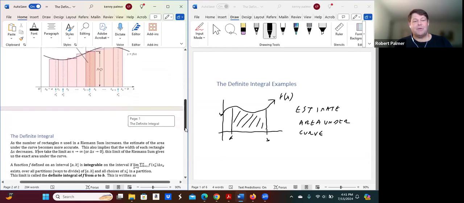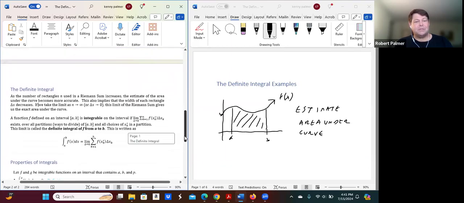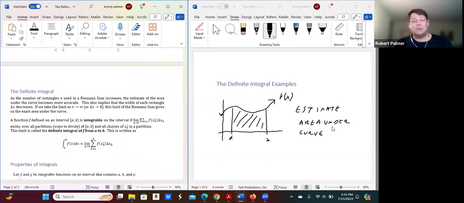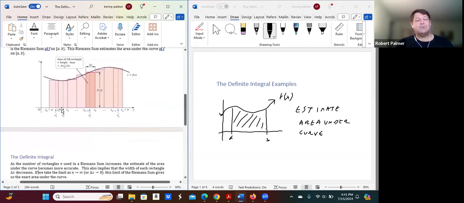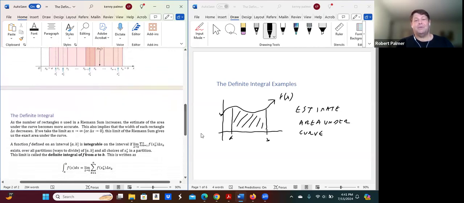Now, finally, let's introduce what's called the definite integral. As I said, the more of those rectangles you use, the more accurate this becomes. And so if we take the limit, think of this as two ways: either the number of rectangles goes to infinity, which means the same as the limit as your delta x, the width of each rectangle, goes to 0, and that will give you the exact area under the curve. Okay, let's come back over here and write that down.